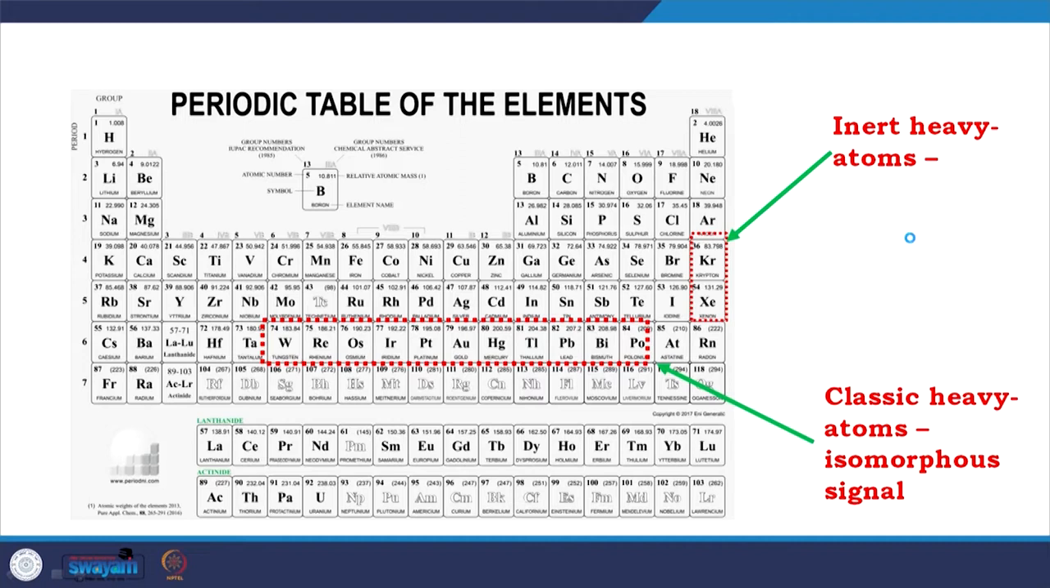So, if you see in the periodic table, the heavy atoms which you could choose are all in this row, which are tungsten, rhenium, osmium, iridium, platinum, gold, mercury, thallium, lead, bismuth, polonium. In addition, we could also use krypton and xenon, which are inert heavy atoms. So, you could easily see that these are much, much higher in electron number in comparison to carbon, nitrogen, oxygen, which are present in a normal protein. I add phosphorus and sulfur also, because as we know, sulfur is present in cysteine and methionine, and phosphorus is present in phosphomodified proteins.